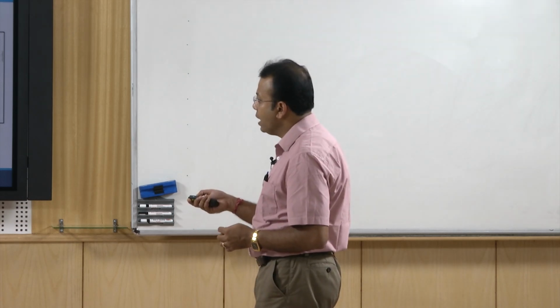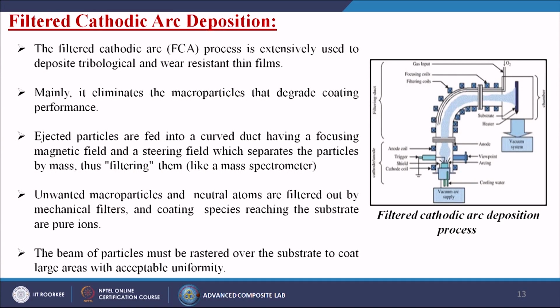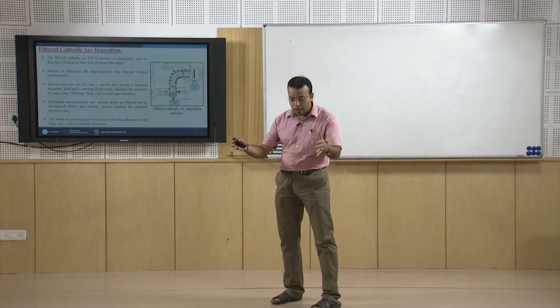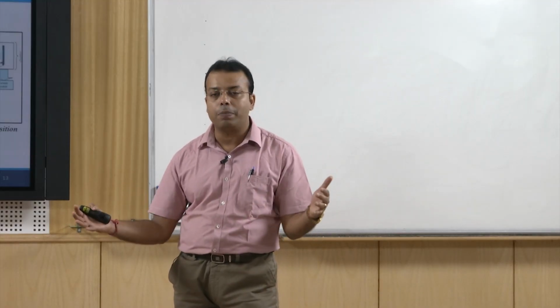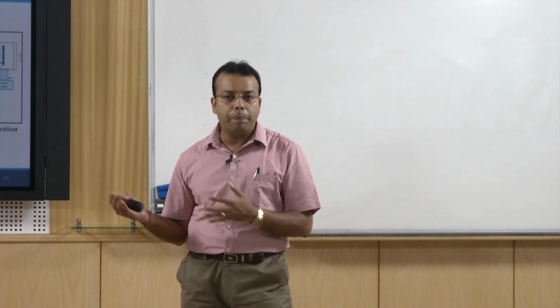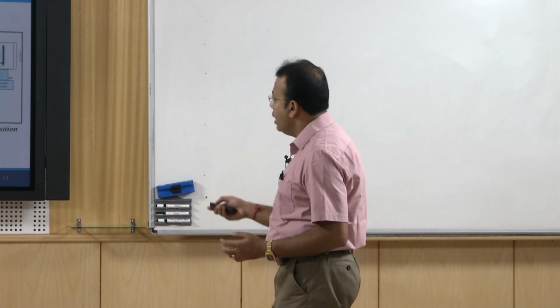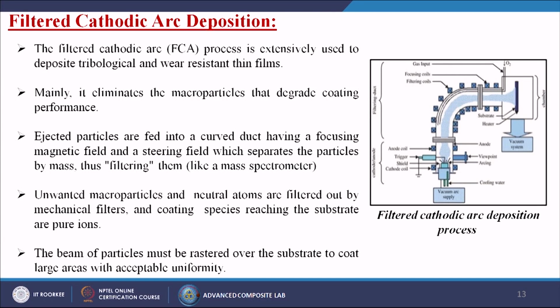Then unwanted macroparticles and neutral atoms are filtered out by the mechanical filter, and coating species reaching the substrate are pure ions. The beam of particles must be rastered over the substrate to coat large areas with acceptable uniformity. So, here this is actually the movable one, so that it can cover the whole area even if the sample size is bigger. Not only that, here the purity of the coating material is almost 100%, and it is very easy to take out the impurities from the coating materials too.